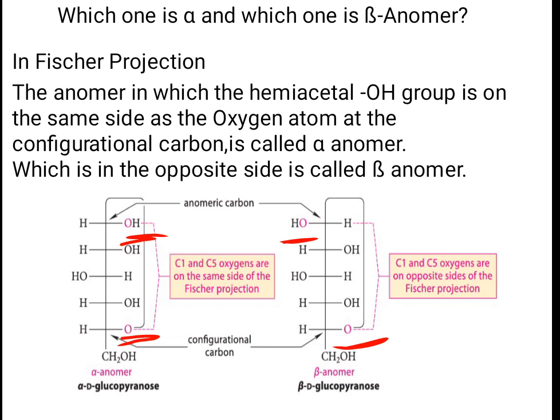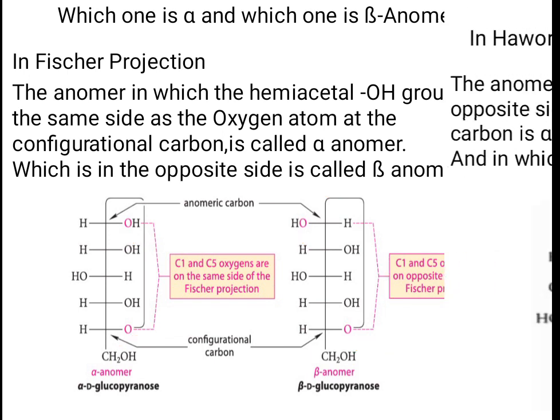That's why this is the beta form. This oxygen is making the ring. This oxygen and the number 1 asymmetric carbon attached to oxygen is on the opposite side. That's why this is the beta anomer. This is for the case of Fischer projection.